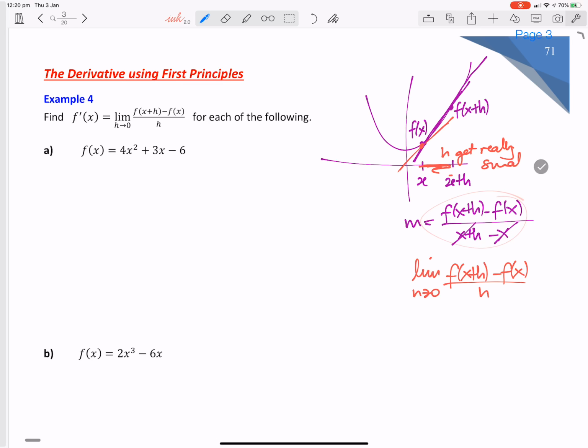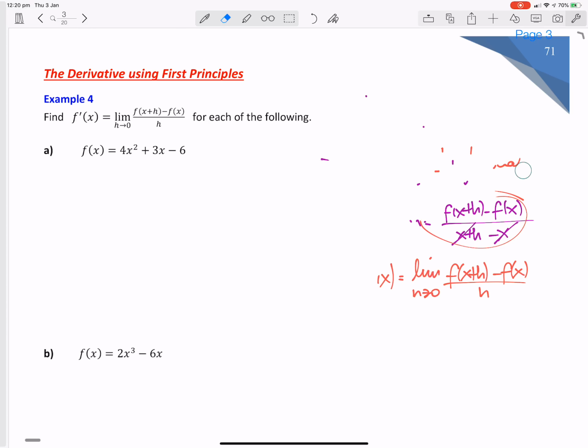That will tell you, as h approaches 0, what this function will actually become, what the gradient will actually be at that point x. So that's where the instantaneous gradient is derived from. The limit as h approaches 0, f of x plus h minus f of x, so this point here minus this point here, the gradient between the two, but we make h, the value between the two, approach 0.